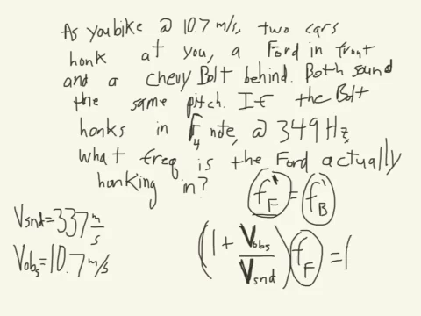And we can do the same kind of thing here, except here's the tricky part. We are moving away from the Chevy Bolt. So if our velocity was positive moving toward the Ford, it's going to be negative moving away from the Bolt. So to get f prime b, we take this term multiplied by the actual frequency of the Bolt's horn, which we know is actually 349 hertz.